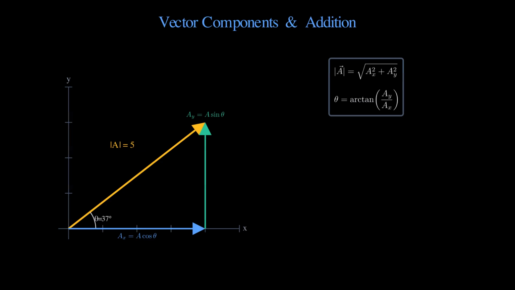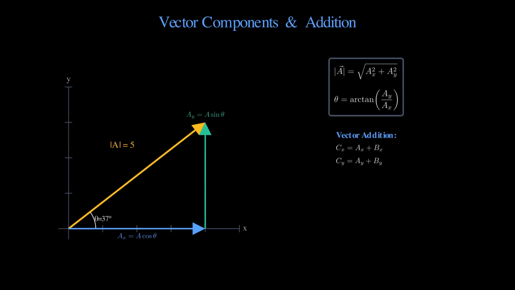Going the other direction, if you know the components, you can find the magnitude using the Pythagorean theorem: the square root of x squared plus y squared. And the angle is the arctangent of the y component divided by the x component.